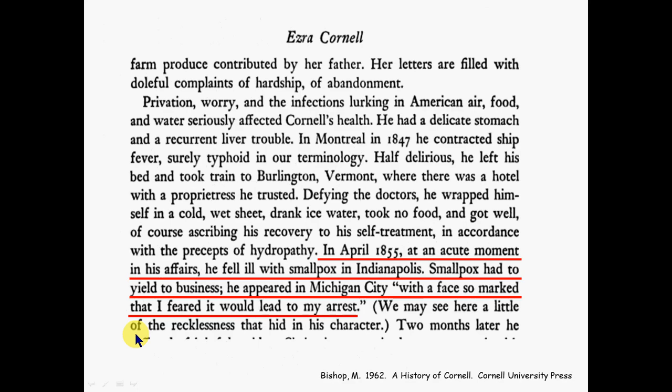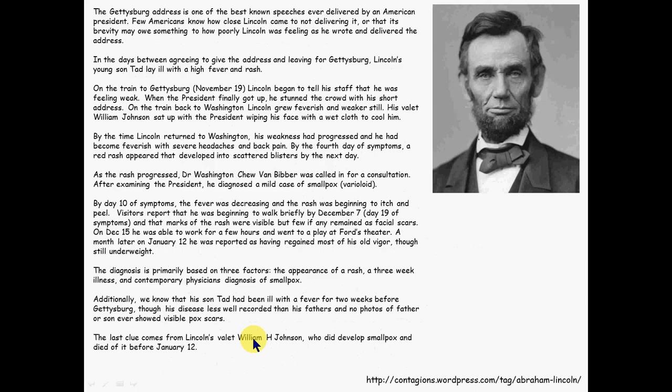Okay, a little side bit here. Ezra Cornell had smallpox. He was traveling around the Midwest, and he had smallpox. But he appeared in Michigan City with a face so marked that I feared it would lead to my arrest. Okay. Also, this is, I think, kind of an interesting piece of history. The evidence seems to be pretty good that Abraham Lincoln was suffering from smallpox when he gave the Gettysburg Address. And you can read this and see if you agree. See if you think the evidence is compelling.